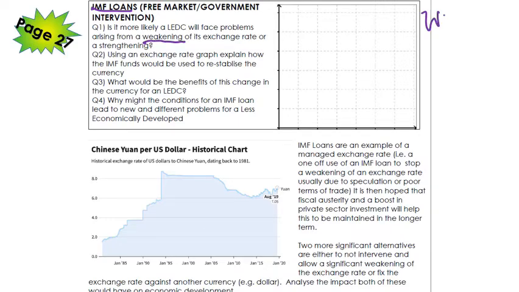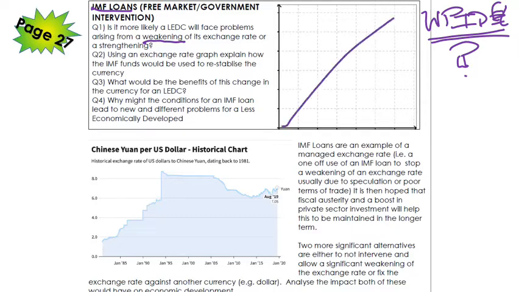So we think weak pound: imports dear, exports cheap. In itself that sounds quite positive, but we'll come back to that in terms of why that might not be a good thing for a less economically developed country.